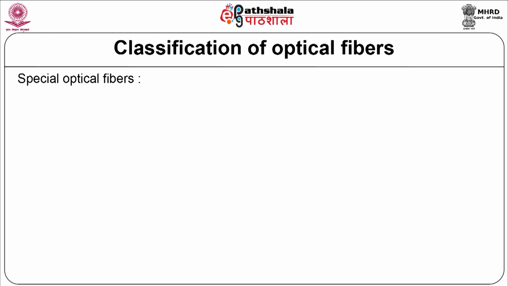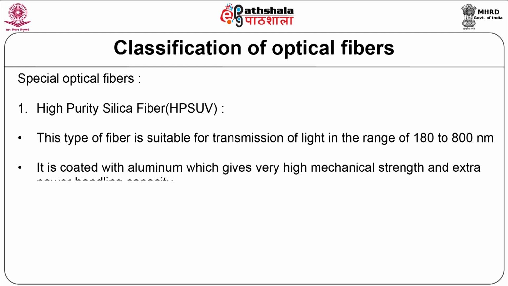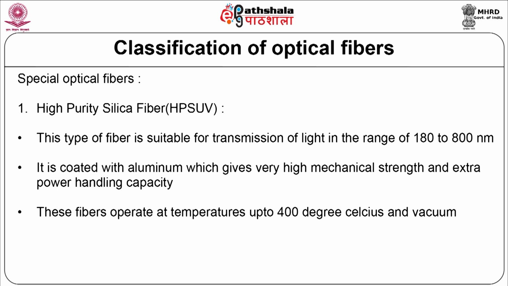Special optical fibers: high purity silica fiber, that is HPSUV. It is suitable for transmission of light in the range of 180 to 800 nanometers. It is coated with aluminium, which gives very high mechanical strength and extra power handling capacity. They operate at about 400 degrees Celsius and also in vacuum.